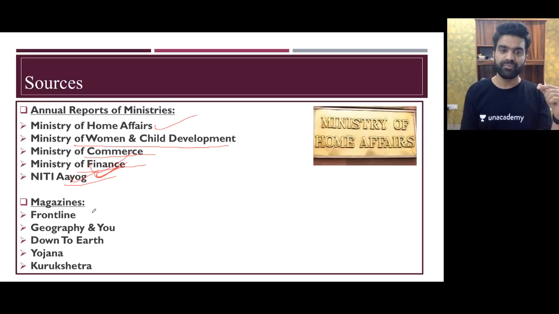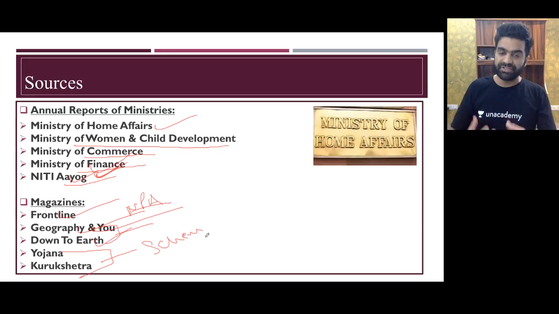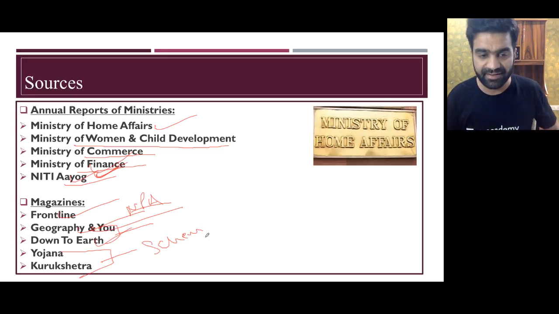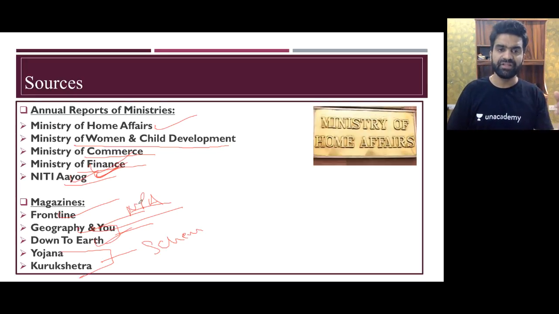So I'll cover those reports also, and magazines, Frontline, the themes given in the Frontline, like the NPA, non-performing asset, banking sector scams, etc. Geography and You is another important magazine which is relevant for agriculture. Down to Earth again for agriculture and climate change, etc. Yojana and Kurukshetra for schemes and for the steps that are being taken by government for gender development, for budgeting, etc. So all these sources along with PIB, etc.